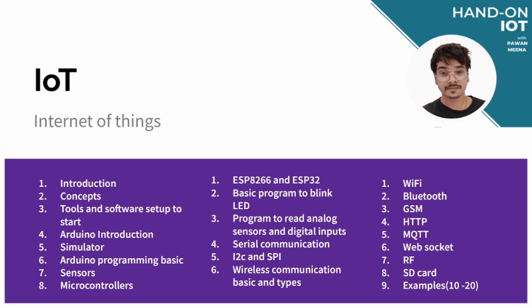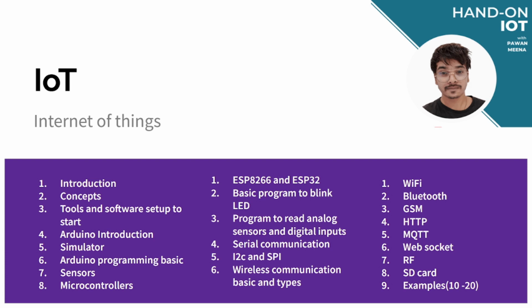Then we will start running examples on the Arduino board and ESP32. We will start with the basic program to blink an LED, and on the same pipeline we will complete other examples, like reading analog sensors and digital inputs, serial communication, and other communication protocols like I2C and SPI.